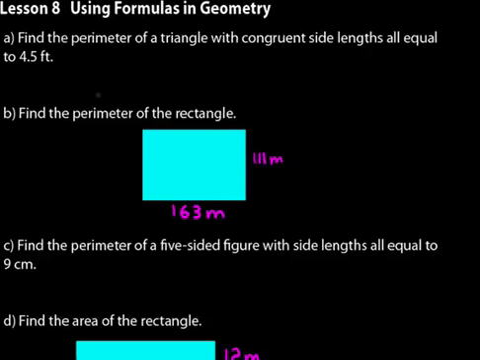We could draw this if we want to, and the Greeks, they used to write everything out, and they didn't really do a lot of drawing and symbols and things like that. They wrote everything out in sentences and paragraphs, so it took them a long time to describe something. But anyway, if we had a triangle that had all congruent sides, they were all 4.5 feet, we would just say 4.5 times 3. That would be our perimeter.